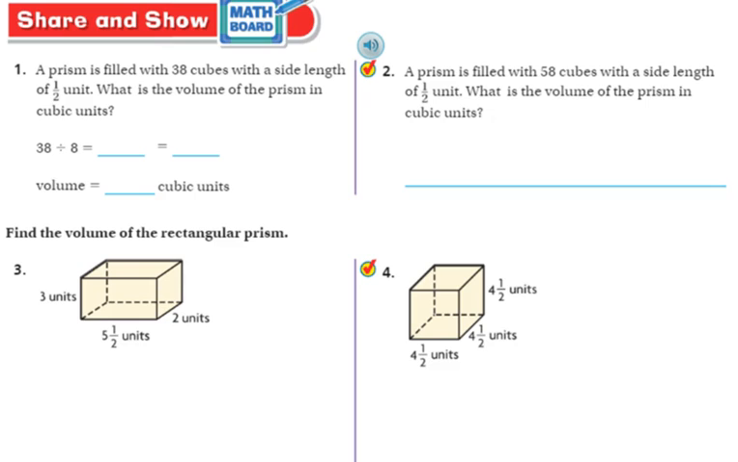Okay, so question 1. A prism is filled with 38 cubes with a side length of 1/2 unit. What is the volume of the prism in cubic units? All right, so we have 38 cubes, side length of 1/2 unit. We want the volume. And what we're going to do is apply that concept that we taught back in the beginning, where each half-unit cube represents 1/8, meaning there are 8 half-unit blocks in 1 unit. So you're going to take the overall number of cubes, which is 38, and you divide it by 8 because there are 8 of these 1/2 units in one whole unit.